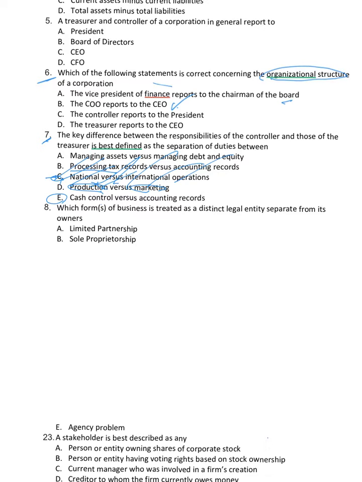The cash controller is being done by the treasurer, because he is the one who is responsible for handling cash flows. Okay, while accounting records is usually done by the controller, because he is the person who is responsible about the financial accounting.